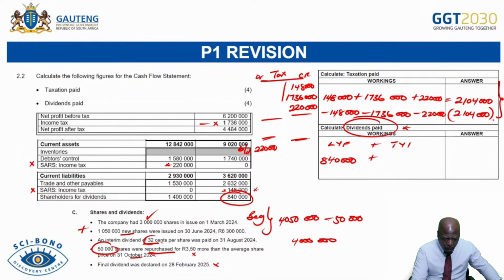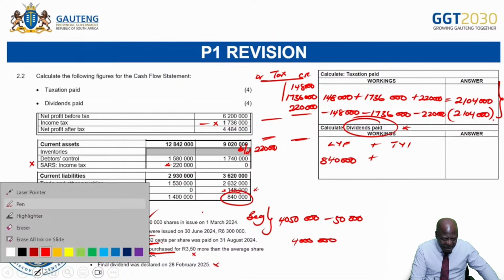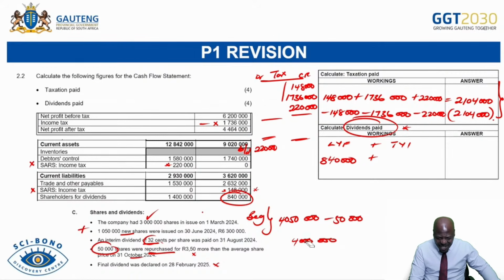So let's bring our calculator, and we're told the dividends are at 32 cents per share. Remember, last year's final plus this year's interim. Somebody saying, Mr. Simbi, where are you going? I see what you're saying.